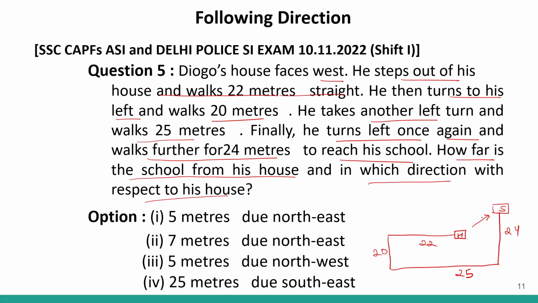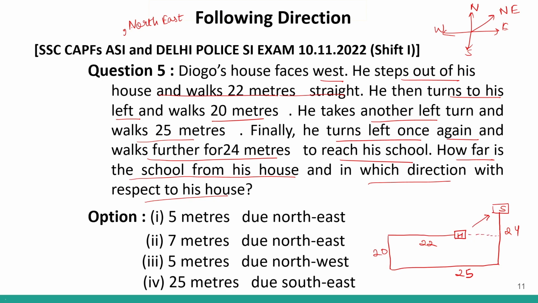So direction is this. This is the direction. So if you remember the chart, this is north, this is south, this is east, and this is west. This direction is called what? This is called northeast. Correct? So he has to go in which direction? Towards northeast. Now, the question also asks how much.